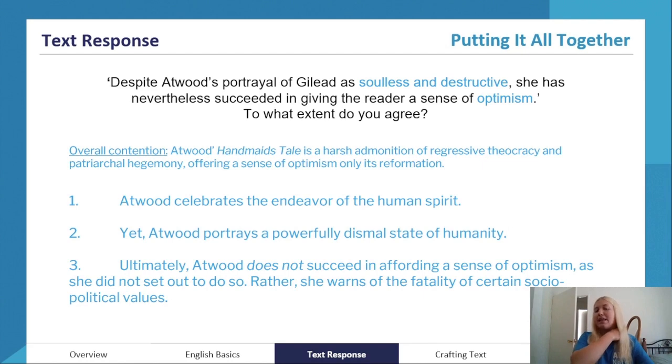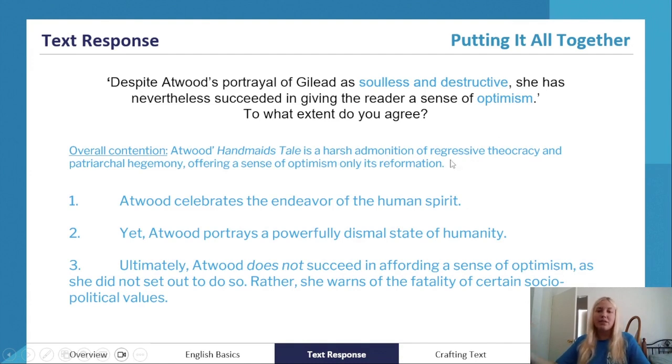So then you create that complete plan. You would also add your evidence and quotes for each body paragraph under these. But let's say your overall contention is that Atwood's Handmaid's Tale is a harsh admonition of regressive theocracy and patriarchal hegemony, offering a sense of optimism only in its reformation. So basically, we're saying Atwood completely throws away this sense of optimism. We don't agree with the prompt statement.